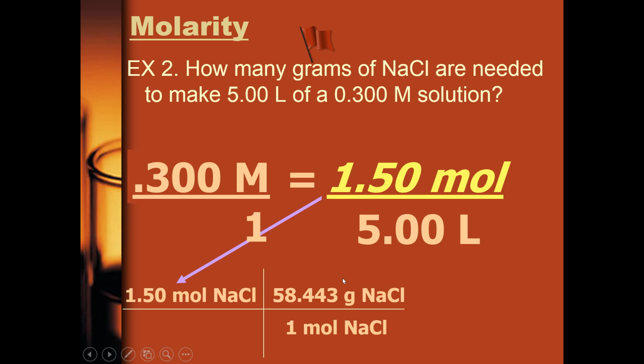We are going to need molar masses only when we see grams or mass involved with the problem. Now you solve it by multiplying your numbers across the top, 1.5 times 58.443. I'm going to ignore the 1 on the bottom because it's not going to change my calculation. And I get 87.7 grams of NaCl. That is my final answer.